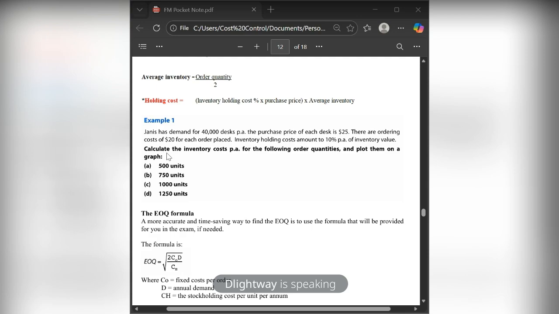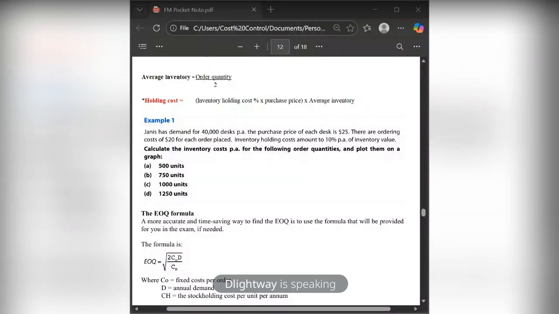Please let's take notes. Now we're told to calculate the inventory cost per annum for the following order quantities and plot them on a graph. Basically, on the norms, ICAN will ask you to plot on a graph. These are the things you will see in this first aspect of the question. The order quantities are 500 units, 750 units, 1,000 units, and 1,250 units. Now, to do this, let's go to our Excel sheet and solve example 1.